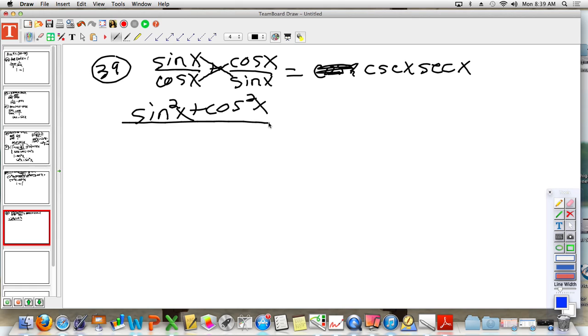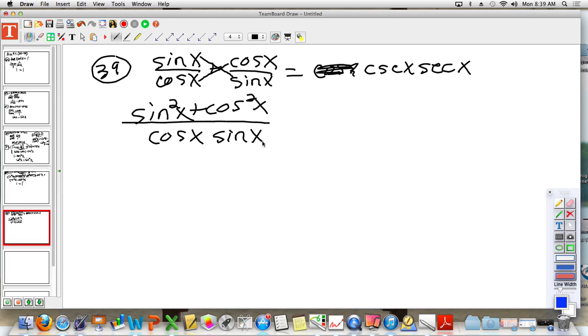Divided by, what goes on the bottom? How do you come up with the denominator? You multiply the denominator. So on the bottom we have cosine and a sine. So you multiply cosine and sine. What's cosine times sine? It's going to be cos x sine of x. You just multiply denominator times denominator.